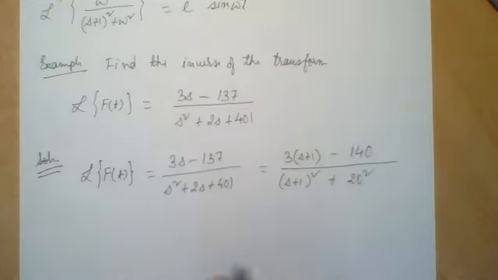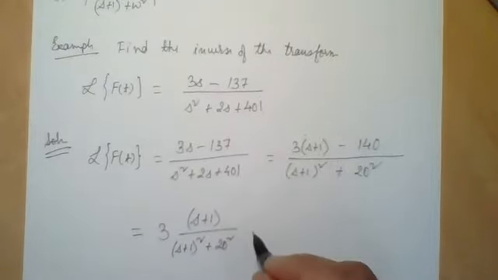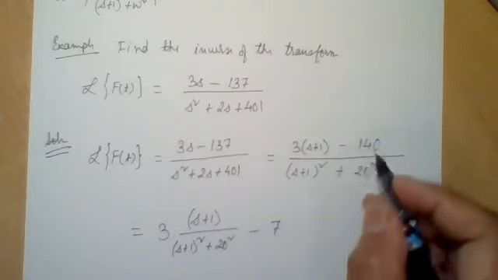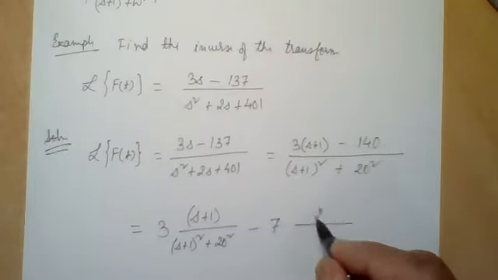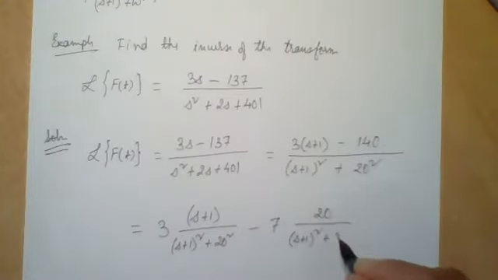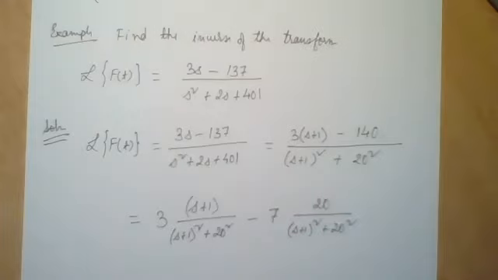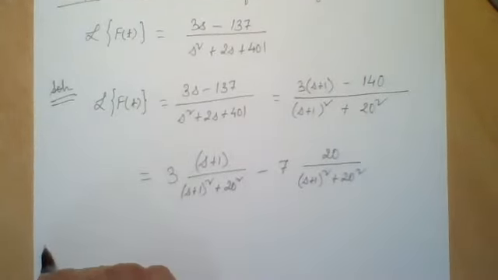Okay. Now this can be written as 3 times (s plus 1) divided by (s plus 1) whole square plus 20 square, minus 140 can be written as 7 times 20, so 7 times 20 divided by (s plus 1) whole square plus 20 square. So now let us take the inverse Laplace transform of this.